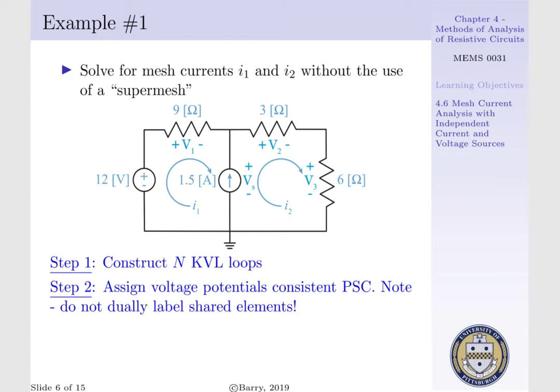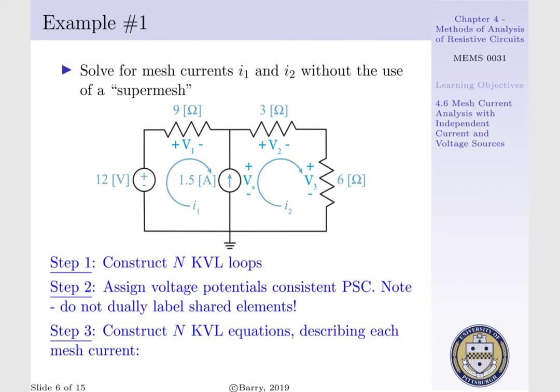our current source. As we construct our voltage potentials for our second mesh, we notice that our voltage potential across our current source is already assigned, such that we do not change the polarity, and then we encounter our 3 ohm resistor, where we assign V2, and our 6 ohm resistor, where we assign V3.